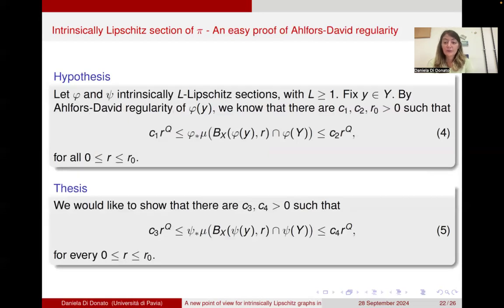I recall the hypothesis. We consider phi and psi two intrinsically Lipschitz sections with the same L. Fix a point y belonging to Y. And thanks to the Ahlfors-David regularity of phi(Y), we know that inequality 4 holds. Our thesis is to prove the same inequality for the case of psi. So we want to prove that inequality 5 holds.